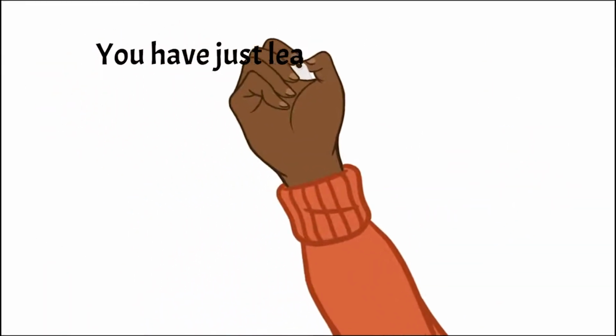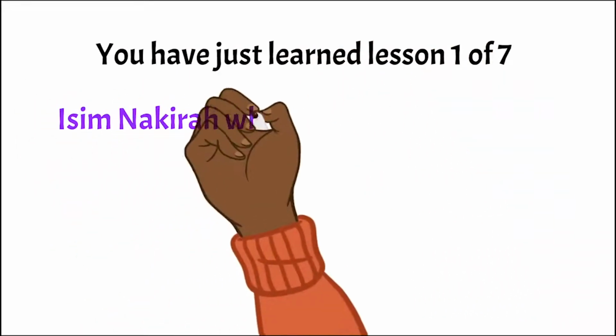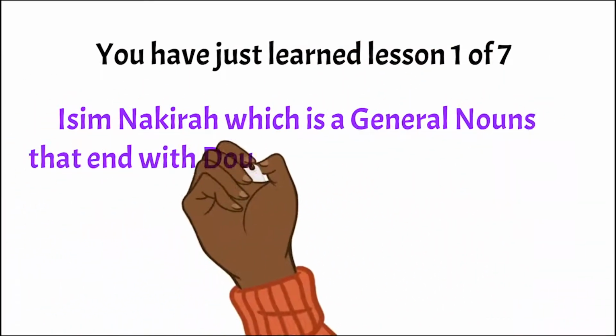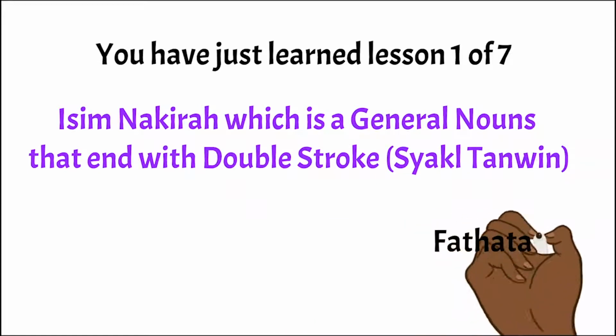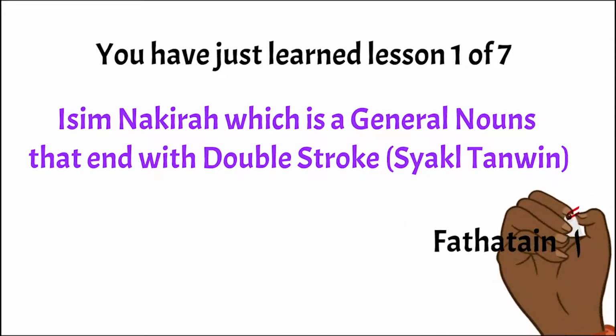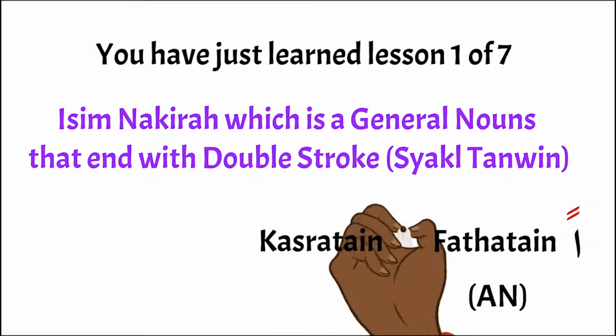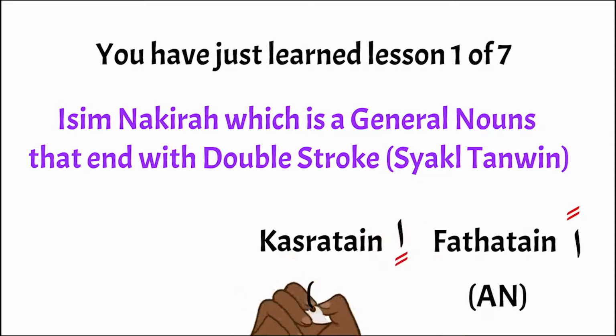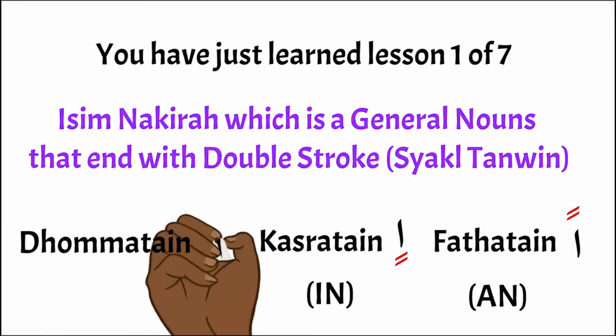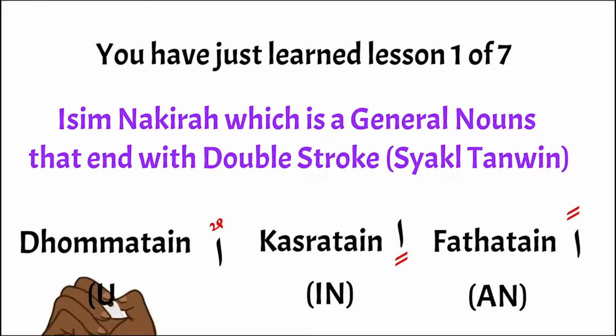You have just learned lesson 1 of 7. Isim Nakirah, which is a general noun that ends with double stroke, shakal tanwin. Fathatain, An. Kasratain, In. Dhammatain, Un.